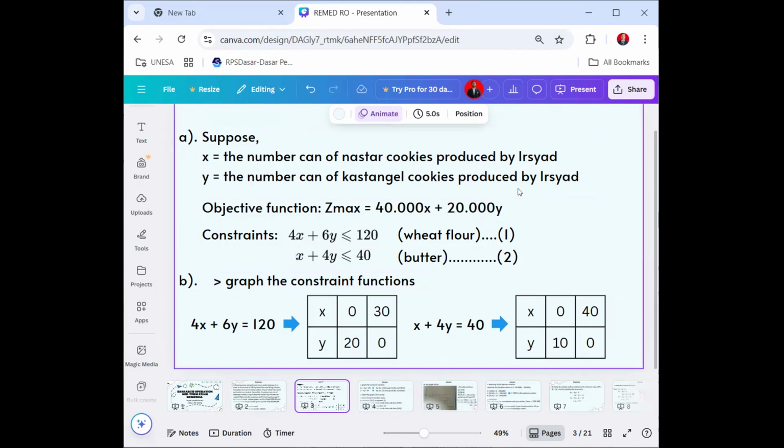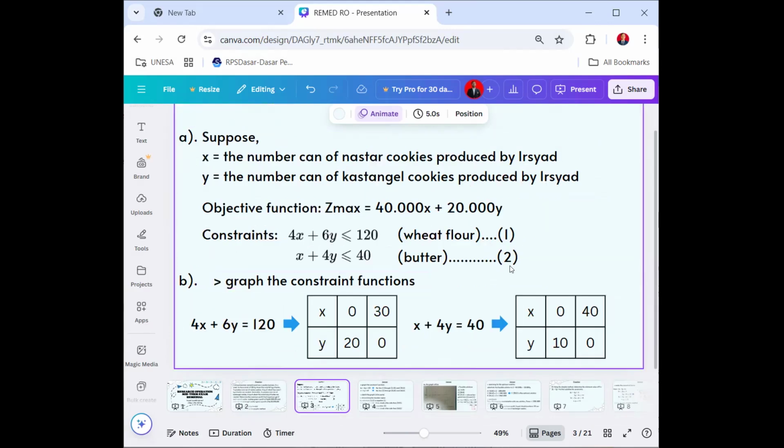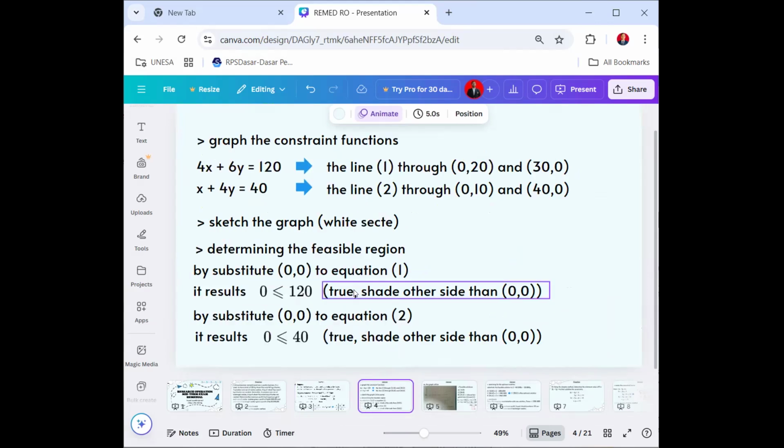Now, because we want to solve it by finding the profit using the graphic method, firstly, we need to graph the constraint functions. And to do that, we need to find the points where the line will go through. So we need to substitute x equals 0 and y equals 0 into the equation, so we will get the points like this.